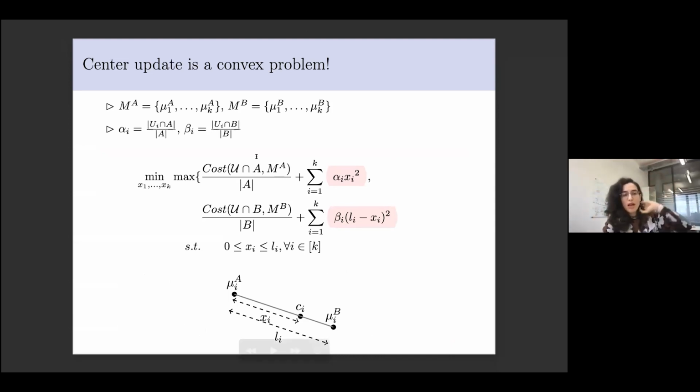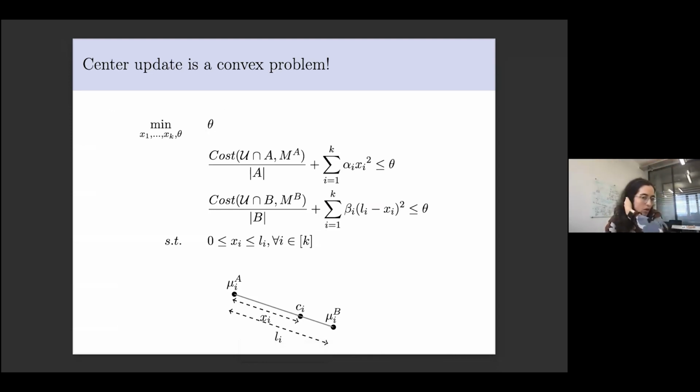Okay, so the fair centers are simply on the line segments that connect the averages of demographic groups in each cluster, and therefore now I can rewrite my min-max optimization as follows. I simply only need to find the location of these fair centers on each cluster. So on cluster I, if I look at the average for demographic group A and the average for demographic group B, I just need to find the distance x_i between C_i and, say, the average for demographic group A. And now if I rewrite my min-max optimization in terms of these distances, I simply have these two terms, and therefore my center update is a convex problem.